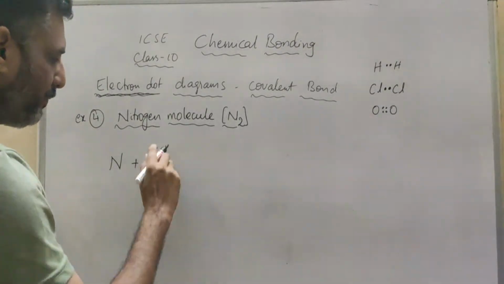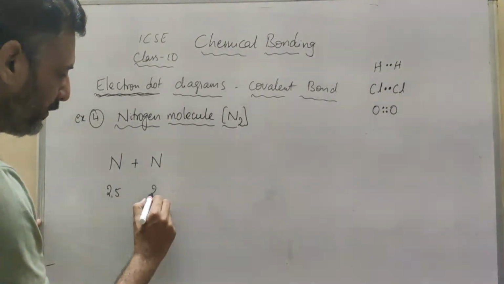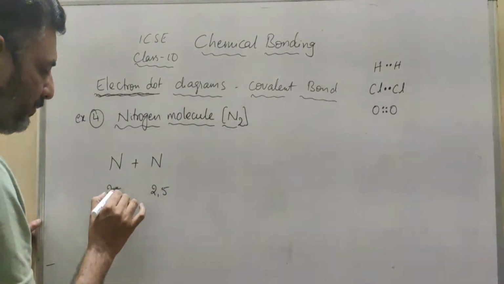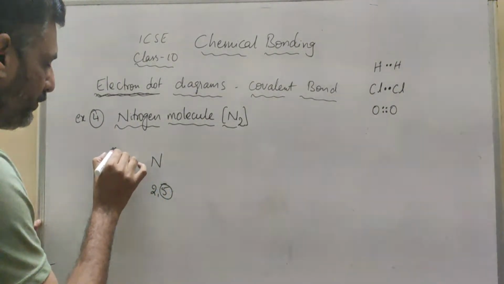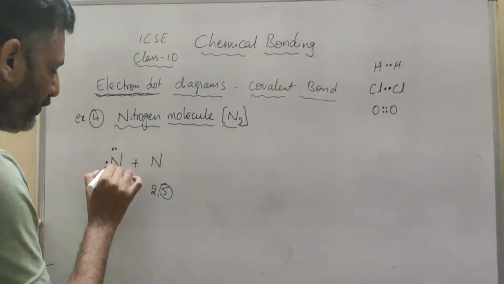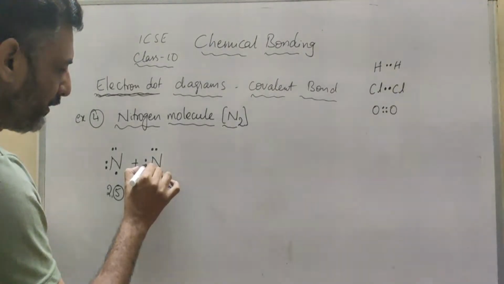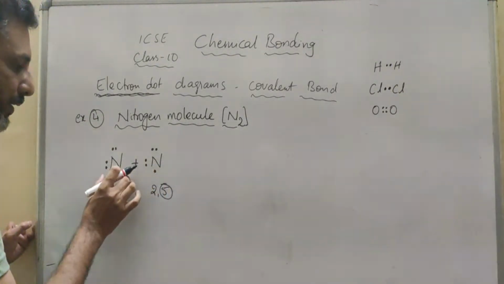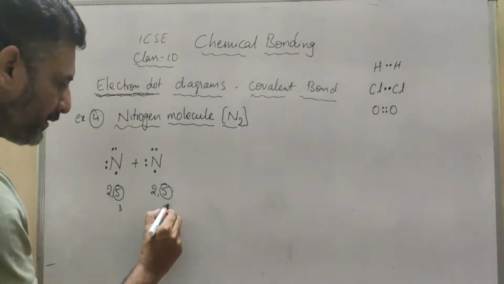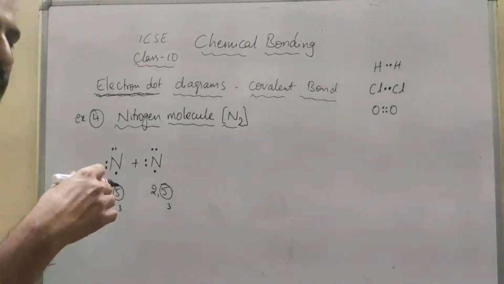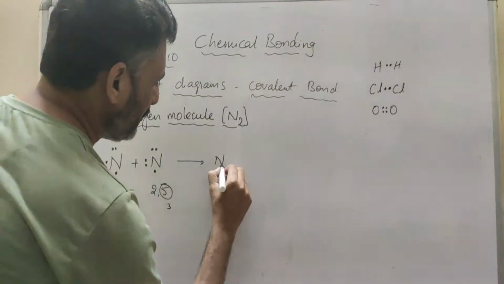When you understand the formation of chlorine and oxygen, it will be easier for you to understand this one also. 2, 5, 2, 5. So this has 5 valence electrons, this has 5 valence electrons. So 1, 2, 3, 4, 5, and even this nitrogen will have the same electronic configuration 2, 5. So 5 valence electrons here, 5 valence electrons here. They require 3 more electrons each. Each nitrogen requires 3 more electrons for stability. So each nitrogen will contribute 3 electrons.